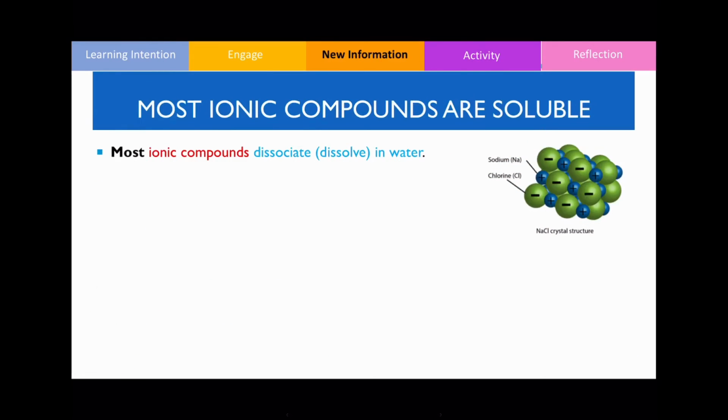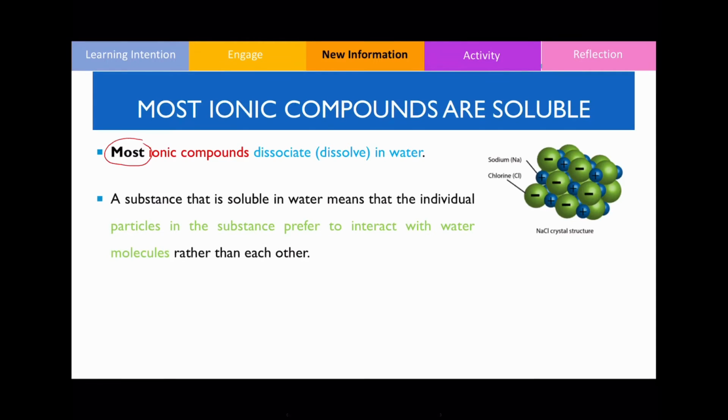So the next property that we're going to be looking at is why most ionic compounds are soluble. I like to emphasize the word most over here because there is a certain number of ionic compounds that are unable to dissolve in water, but you're going to be looking into a lot more detail as to why that is in the following years.